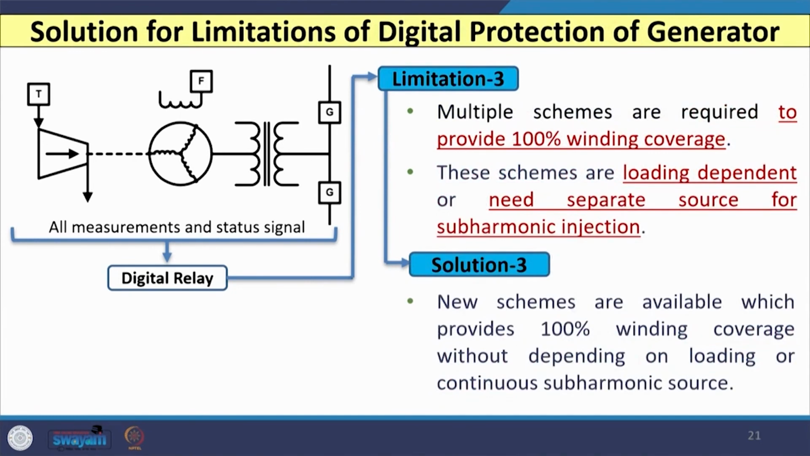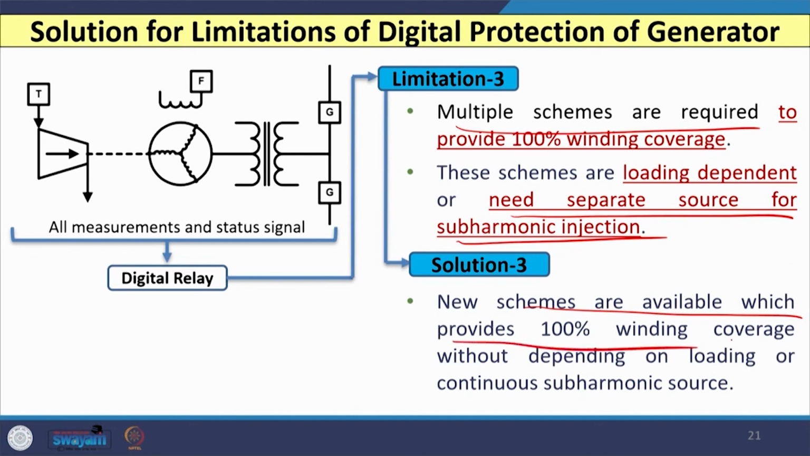The third limitation is that multiple schemes are required to provide 100% winding coverage, and these schemes are loading dependent and need a separate source for subharmonic injection. Nowadays, schemes provided by most manufacturers give 100% winding coverage without depending on loading or a continuous subharmonic source.